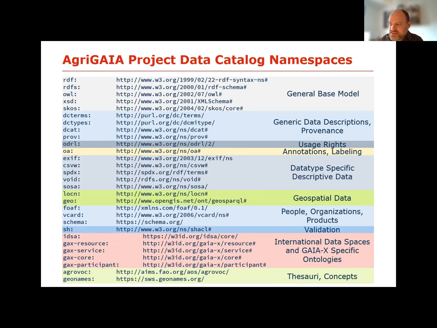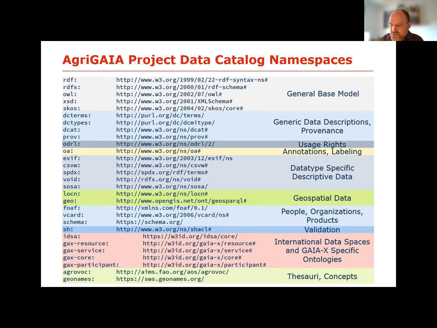Then we have a set of data type specific descriptive data, for example, for EXIF tags in images or for rows and columns in CSV files. There are some namespaces concerned with geospatial data. For people, organizations, and products, we used the well-known FOAF, vCard, and schema.org namespaces. We do validation, and as it's a Gaia-X project, of course, a few of the Gaia-X ontologies are used, which mainly are concerned with describing computing resources.